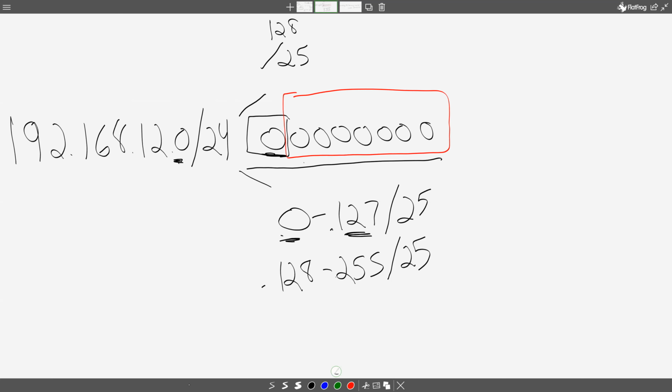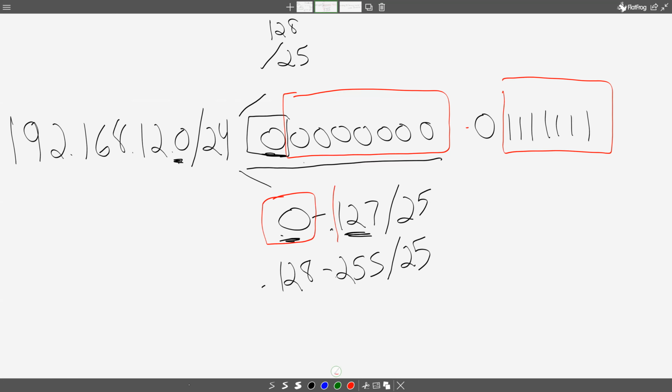If I go to 127, that's 127. 1, 2, 3, 4, 5, 6, 7, 8. What's wrong with this one? This one cannot be used because all the host bits are ones. So in this subnet, the first address is what's called the subnet ID. It's where all the host bits are zeros. The last address in the subnet is called the broadcast ID for that subnet, and that's where all the host bits are ones.